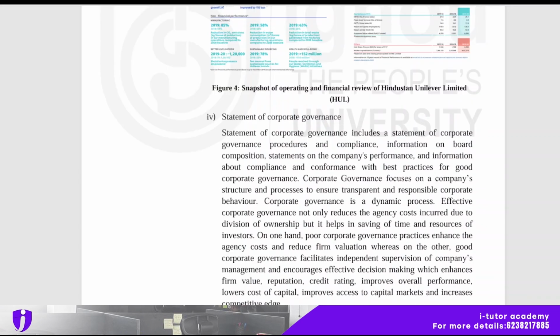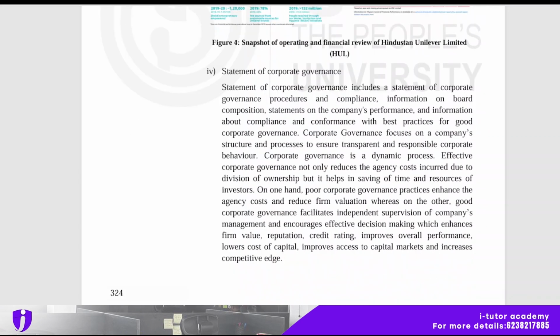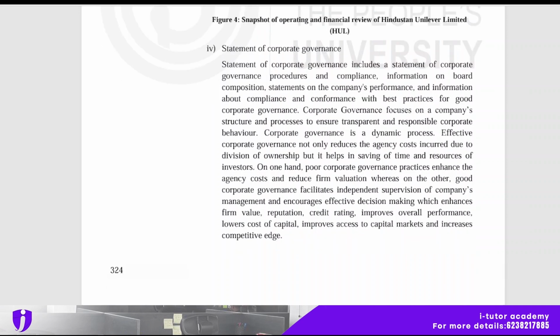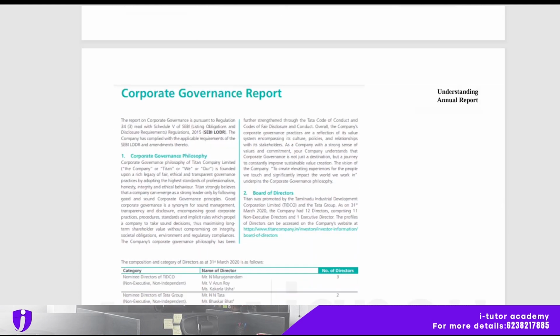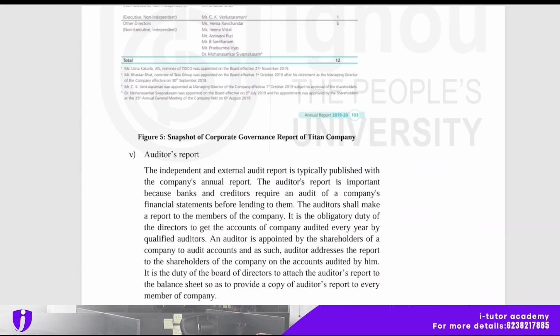Statement of corporate governance. Statement of corporate governance includes a statement of corporate governance procedures and complaints, information on board composition, statement on the company's performance, and information about compliance and conformance with the best practice for good corporate governance. Corporate governance focuses on a company's structure and processes to ensure transparent and responsible corporate behavior. Corporate governance report is here. This is a sample snapshot of corporate governance report of Titan Company.